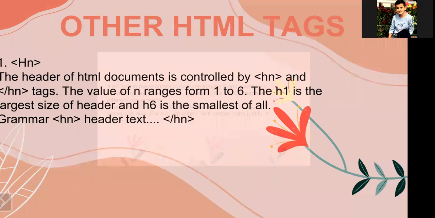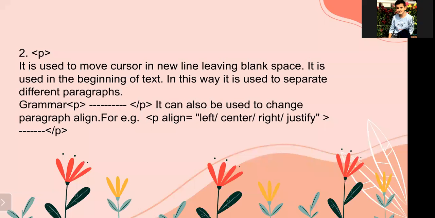Paragraph tag is one of the most important tags, because this tag is used to write any paragraph, and paragraphs are the main source of information of any web page. The syntax of this is simply opening paragraph tag and closing paragraph tag, and between we can keep any text. We can also keep the paragraph align. If we need paragraph align, then we must do p align equals to, we can keep the alignment left, center, right, or justify, and then we must close the paragraph tag.